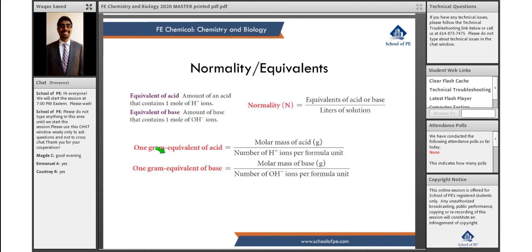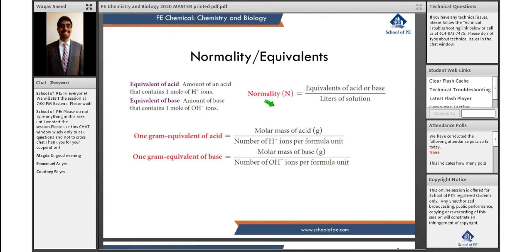One gram equivalent of an acid is equal to the molar mass of the acid over the number of H plus ions in that formula unit. One gram equivalent of a base is the same formula, except you're dealing with hydroxide ions. When you calculate these gram equivalents, you can plug that into this formula in the numerator and divide by the liters of solution. This is another way to calculate normality, and we're going to go through a problem where normality is solved for using both equations.